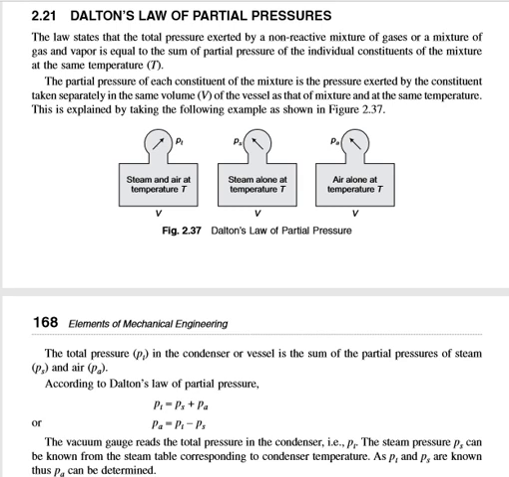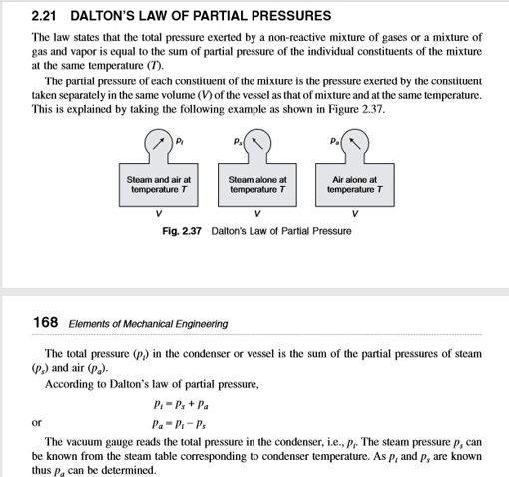According to this law, the total pressure exerted by non-reactive mixtures of gases, or mixtures of gas and vapor, is equal to the sum of the partial pressures of the individual constituents of the mixture at the same temperature. That means we are considering steam and air at temperature T having a total pressure, then the steam alone at temperature T at steam pressure PS, and the air alone at temperature T at PA. This is Dalton's law of partial pressure.